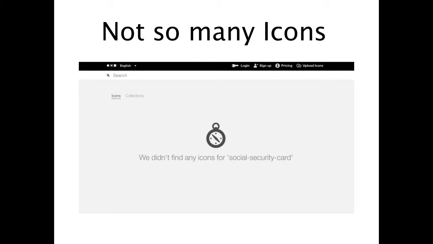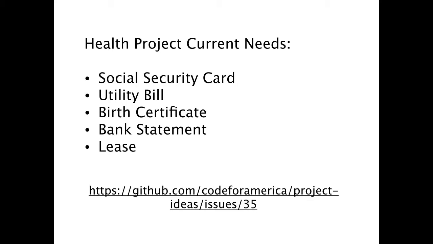So we are partnering actually with Alan. He's representing the health group at CFA. They have been working on a project and they've run into several needs for icons, and they have this great GitHub repo already that has a list of them, like there's no icon for social security card. So we're going to start on that today in this first part, sketching on these. These are needs that they've identified. This is the GitHub project issue link if you want to check that out.